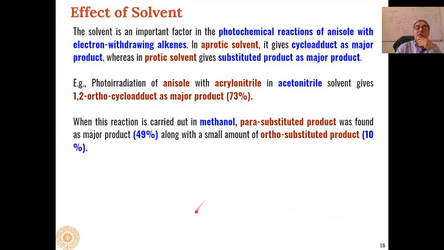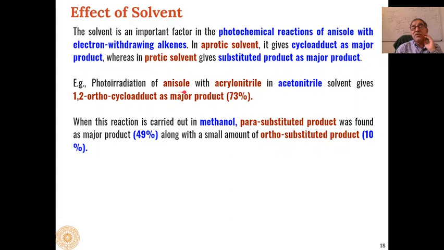Then as I have told you, solvent also plays an important role in these types of photochemical reactions. For example, if we take the case of aromatic systems where we have electron releasing groups like anisole, then in case of aprotic solvent, the cycloadduct will be formed as the major product, whereas if we use protic solvent, then photosubstitution products will be formed as the major product. So the type of solvent used will tell us whether we will get a cyclo photoadduct or a substituted product in such cases.